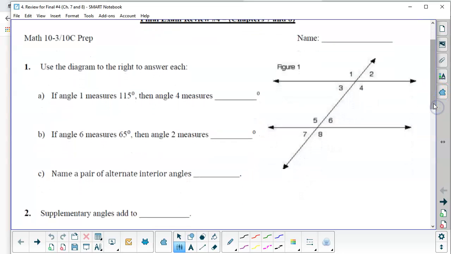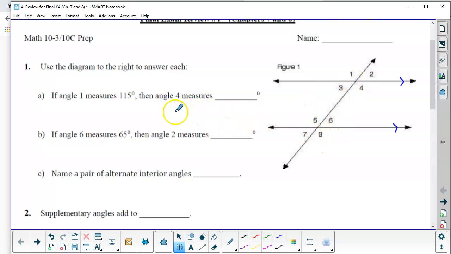So let's take a look at the diagram. We've got two parallel lines. Doesn't specify there, but they are parallel. Really, we should have had an extra set of arrows there. So those are parallel lines. This is the transversal, and we want to come up with some angle measures.